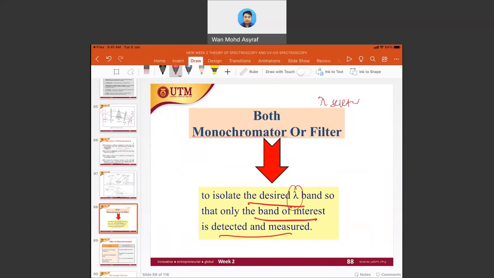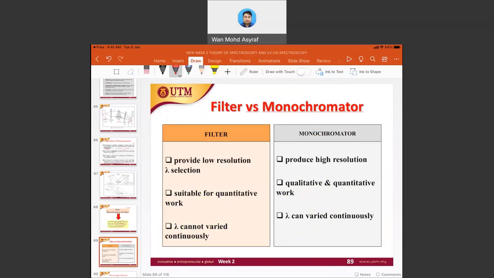So basically, this is the filter versus the monochromator. The filter would provide a low resolution of wavelength selection, while a monochromator has a high resolution. So filter is suitable for quantitative work. Monochromator usually we will have both qualitative and quantitative. The wavelength cannot be varied for filter, but for monochromator the wavelength can be varied. But of course, monochromator is a little bit expensive as compared to just filter.